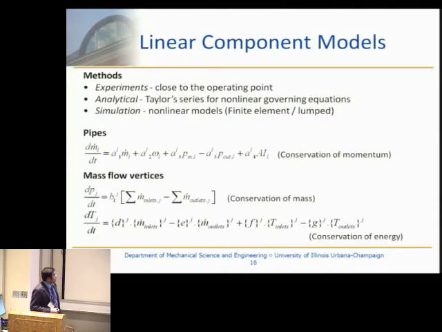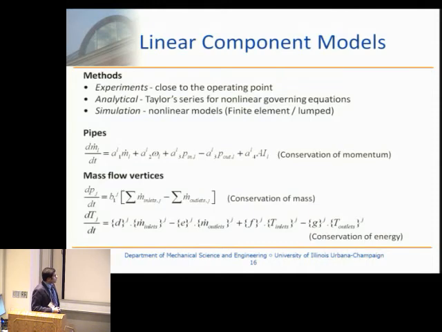Once we obtain the operating conditions for each of those components, the next step is to obtain the linear models about those operating conditions. For that, we can conduct some experiments close to the operating point, or we can use analytical derivation from first principles, or maybe use some kind of simulation. So these are the general structures of the various governing equations, the models.